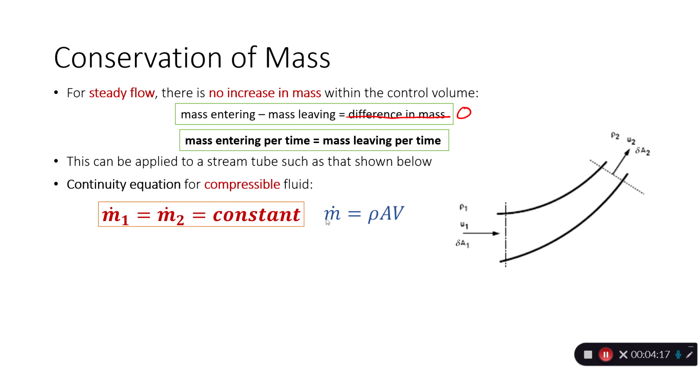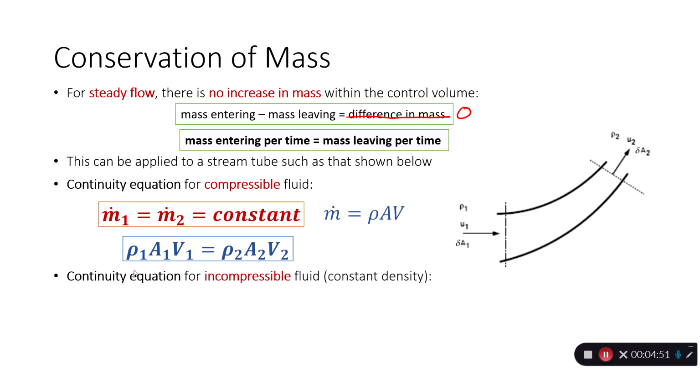And the mass flow rate equation is rho AV. Please remember this, very important equation. Rho is of course the density, A is the area, and V is the velocity of the flow. Each of these terms might have their own value at the inlet and outlet respectively. So you can expand m dot to rho AV, and we have this equation. This is the continuity equation for compressible fluid. Now, what if we have incompressible fluid where the density is constant?